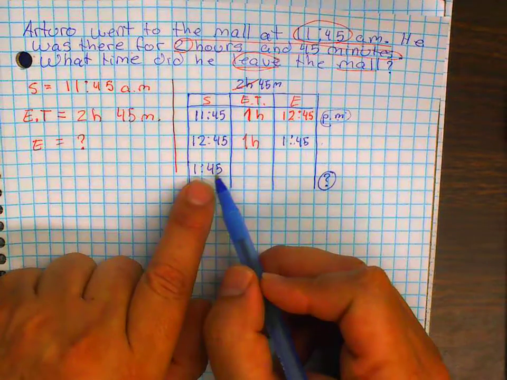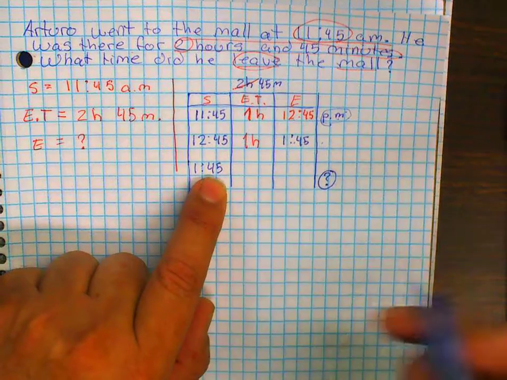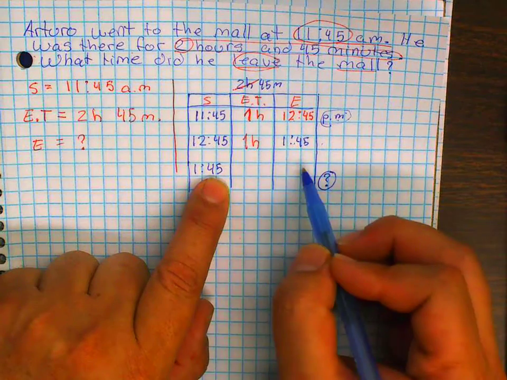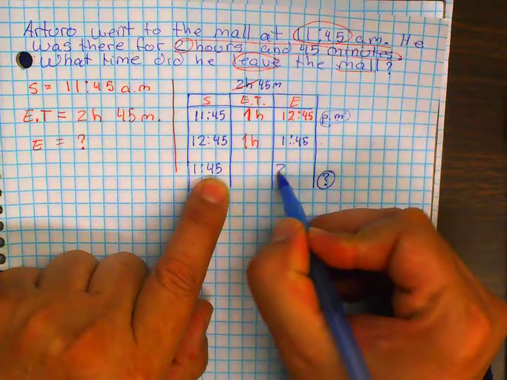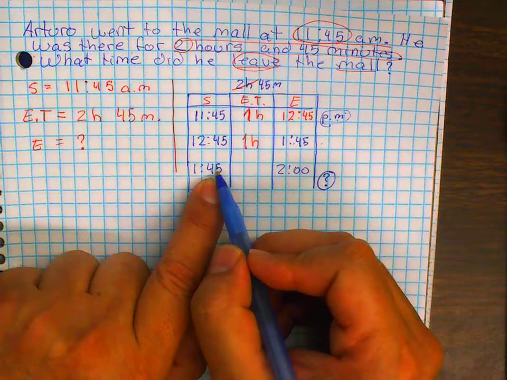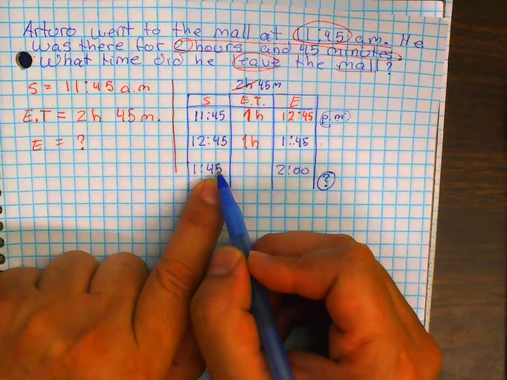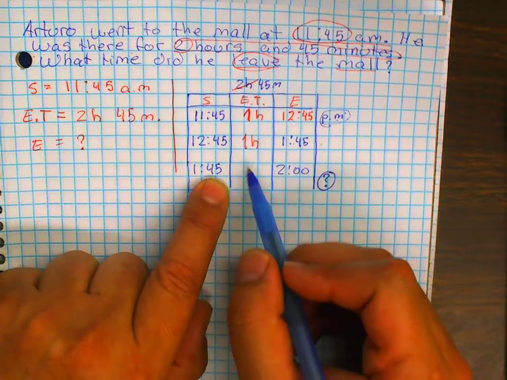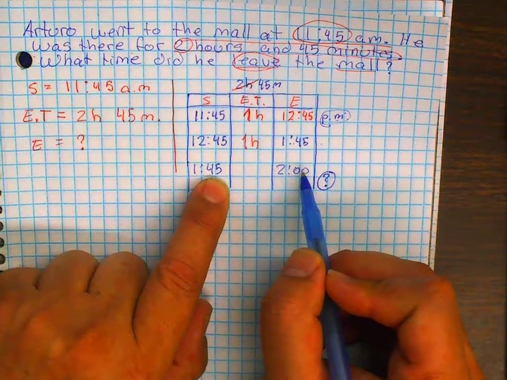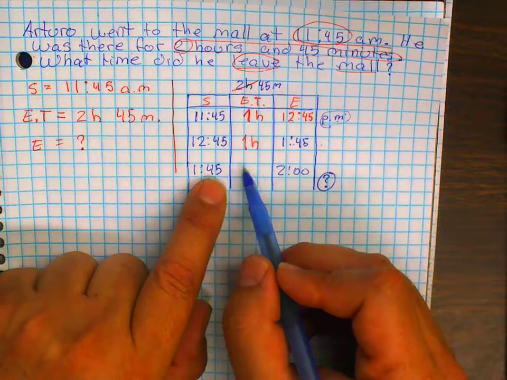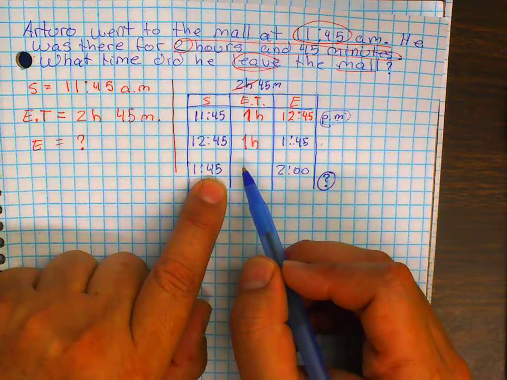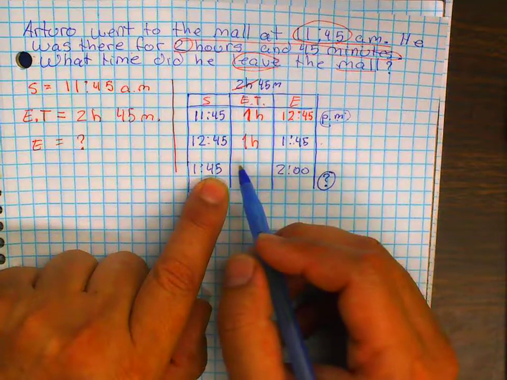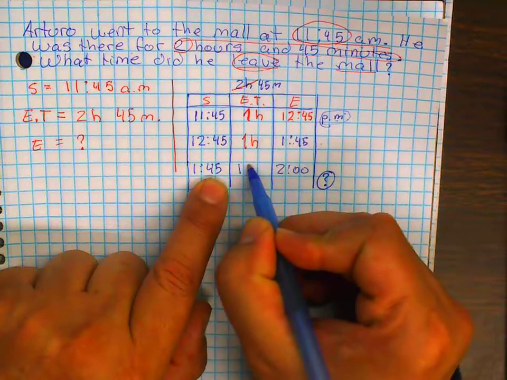What's the next hour after 1:45? 2. How many minutes do I need to go from 45 to the next hour, 2 o'clock? I need to get to 60 minutes. Every time, remember, the next hour is already at 60 minutes. From 45 to 60 is 15. 15 minutes. So I'm going to add 15 minutes.